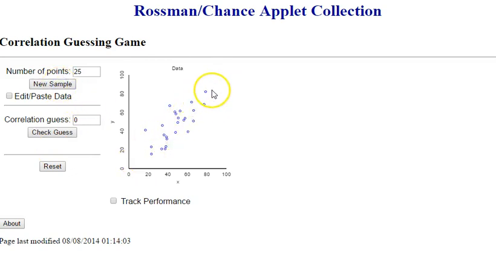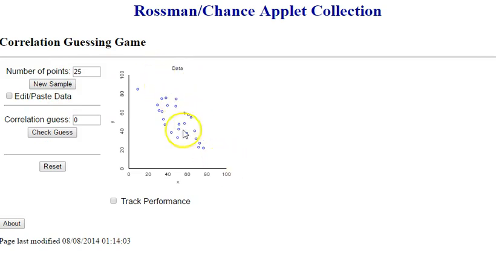This one looks a little bit stronger. I'm going to guess about 0.7. Okay, I might still be a little bit low. It's actually, well, that's pretty close, 0.75. This one looks more like maybe 0.6 to me. Oh, I'm way off on that one.